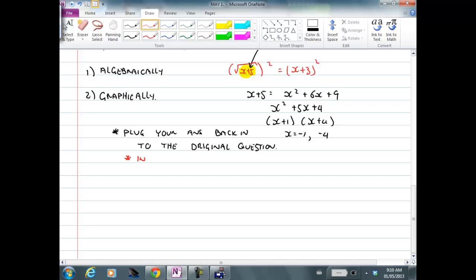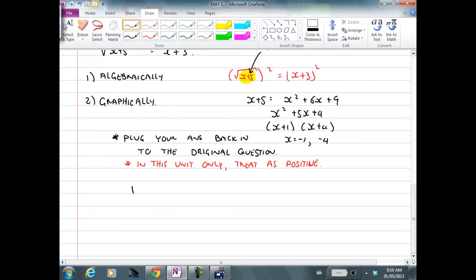Note, I'm going to write in this red, in this unit only: treat radicals as positive. Normally when I treat a radical, I train you to think positive, negative. But in this chapter, because they want to match it up with your calculator, which only works in positive mode, we're going to treat this as only positive square roots. So I'm going to go back and plug it in. So you go root x plus 5 equals x plus 3.